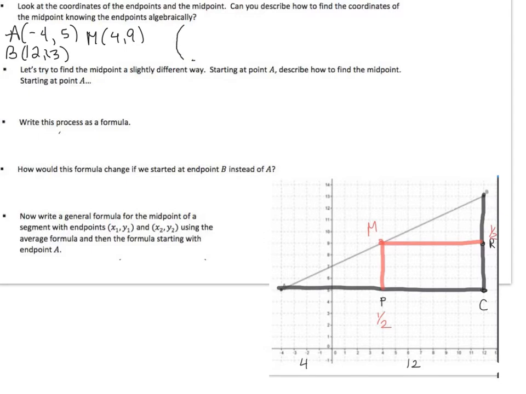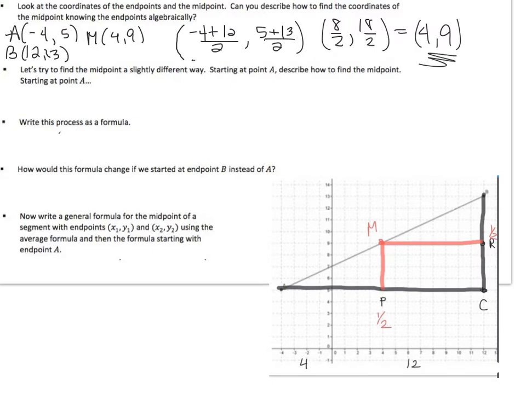Well, I can just average the x's, so negative 4 plus 12 over 2, and 5 plus 13 over 2. That gives me 8 over 2 and 18 over 2, which is 4, 9, which is what I got. Okay, that is actually called the midpoint formula.